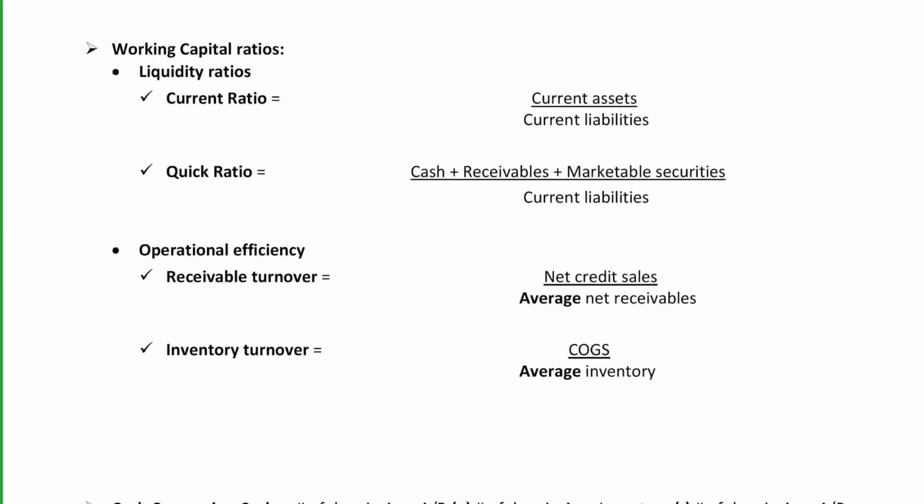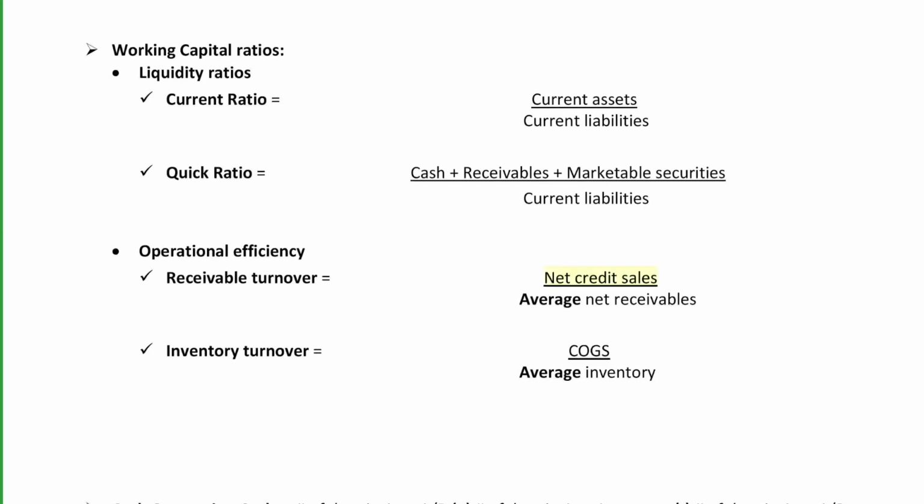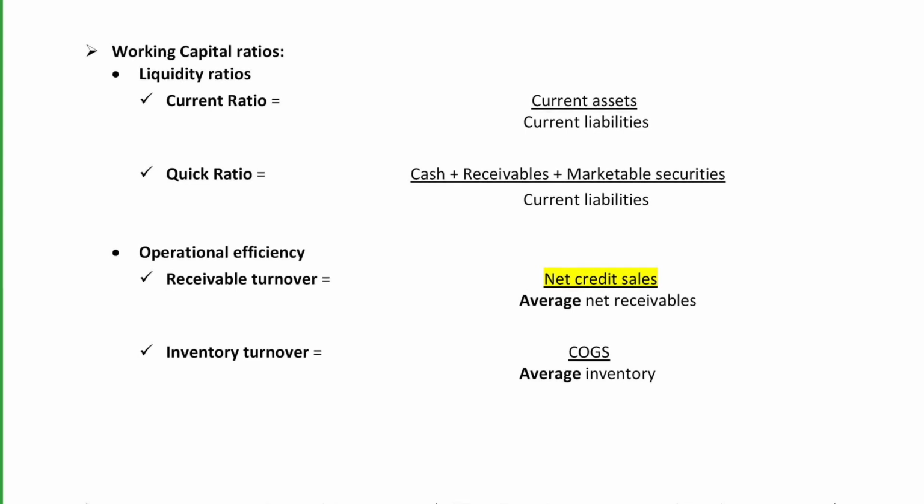Then you have operational efficiency ratios. First, let's look at receivable turnover ratio. Your numerator here is, highlight, net credit sales. And for turnover ratios, we know we turn it over. So the denominator is going to be receivables. It's average net receivables. Circle net because you net your receivables for any allowance for uncollectibles.